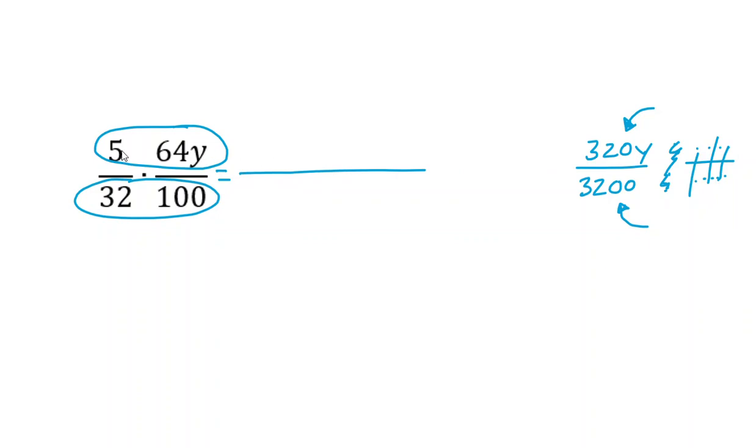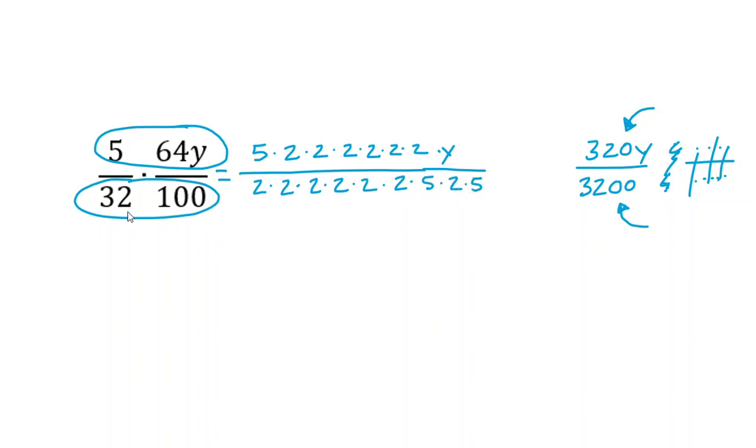factoring first. So I'm going to say, well, instead of doing 5 times 64, I already know 5 is a prime factor, and then 64 is 2 times 32, and 32 is 2 times 16, and 16 is 2 times 8, and 8 is 2 times 4, and 4 is 2 times 2. So there are all the factors of the numerator parts. Oh, don't forget the y. And then the denominator, well, we have 32, which is 2 times 16, which is 2 times 8, which is 2 times 4, which is 2 times 2. And then 100, which is 2 times 50, which is 5 times 10, which is 2 times 5.